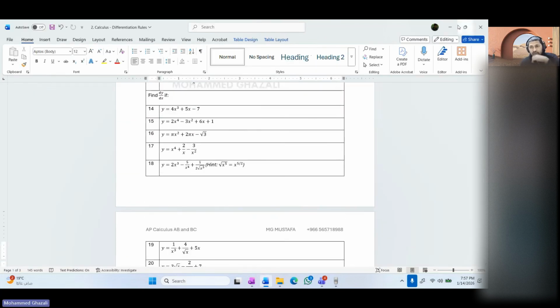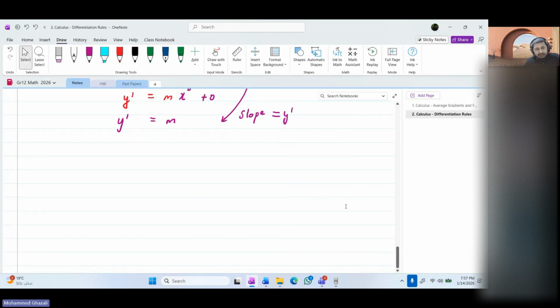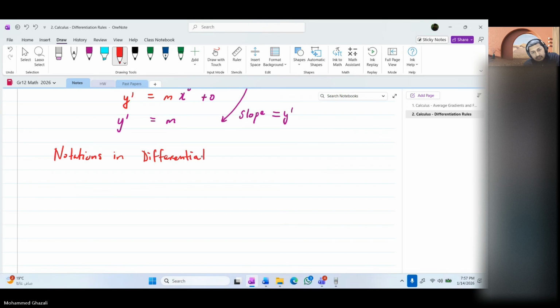Let's continue. So that was example 13. Now, next, notation. Remember what we just did? We said, what are the different notations in differentiating? What are the notations? Notations in differentiation, or derivatives. Derivative notation. You can also call it derivatives notation.